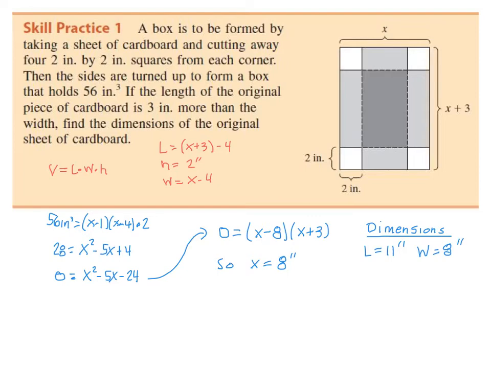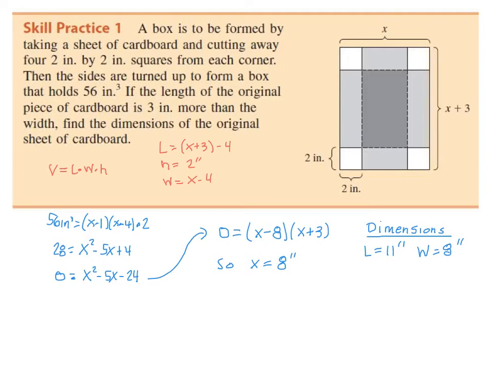So in practice skill 1, a box is to be formed by taking a sheet of cardboard and cutting away four 2-inch by 2-inch squares from each corner, and then the sides are turned up to form a box that holds 56 cubic inches. If the length of the original piece of cardboard is 3 inches more than the width, find the dimensions of the original piece of cardboard.